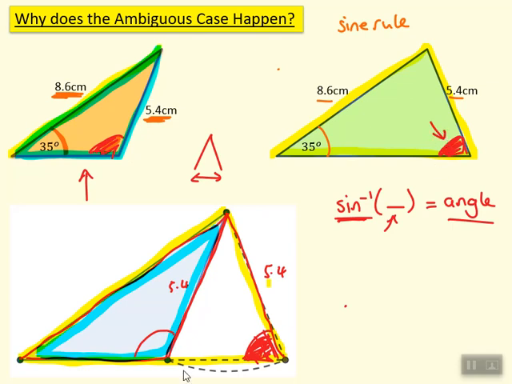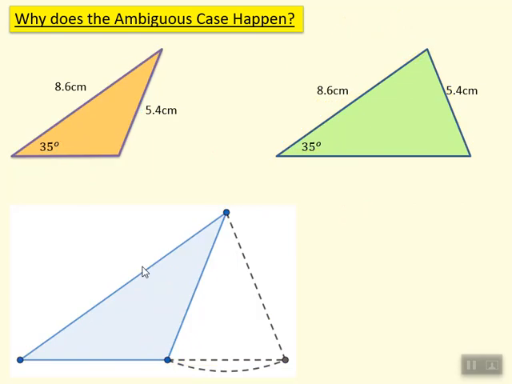Okay, so let me delete some of this annotation. So when you do sine to the minus 1 on the sine rule, if you have this scenario where this side is shorter than this side and this angle is acute, and this is the angle you want, so the bottom right hand one, your calculator cannot distinguish between this triangle and this triangle.